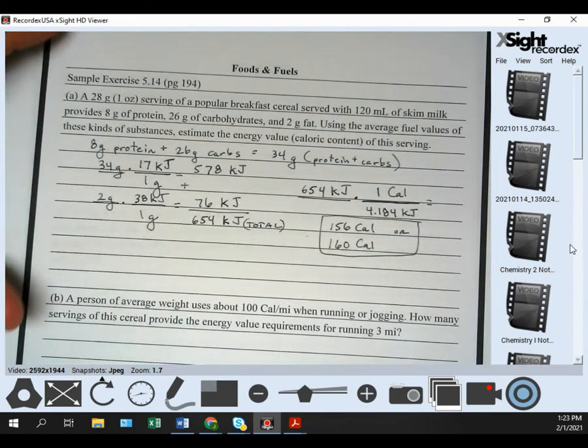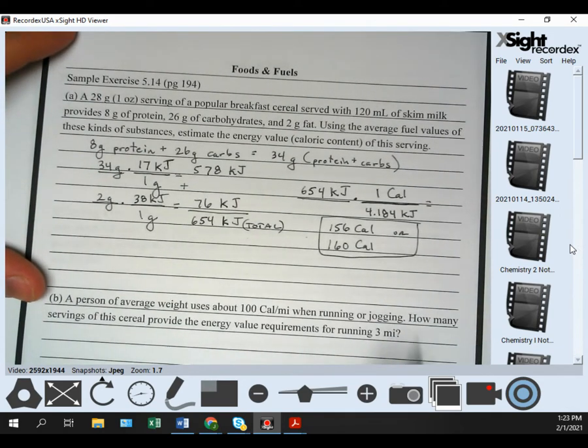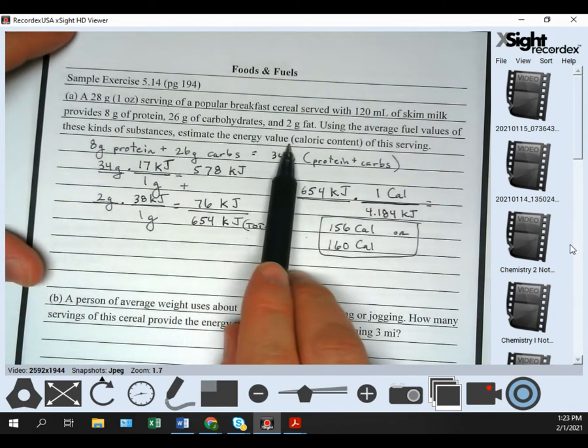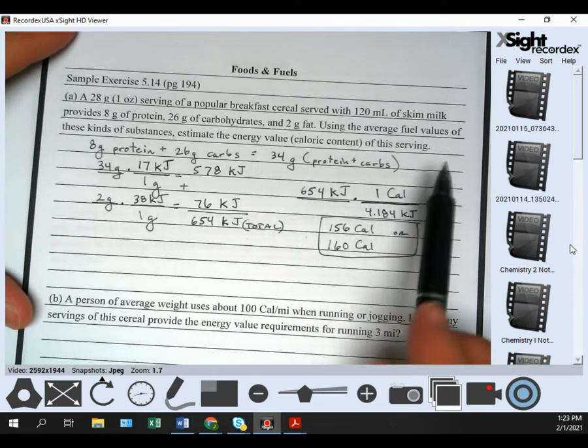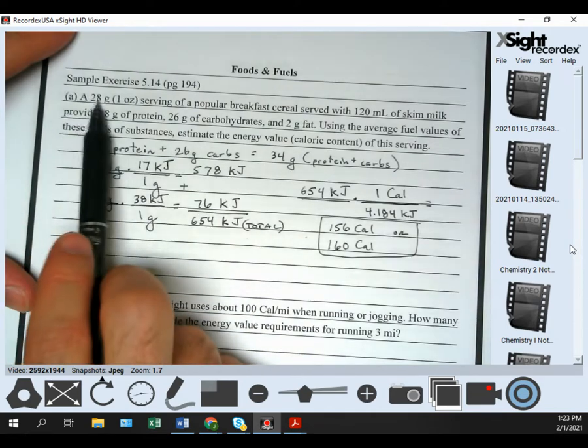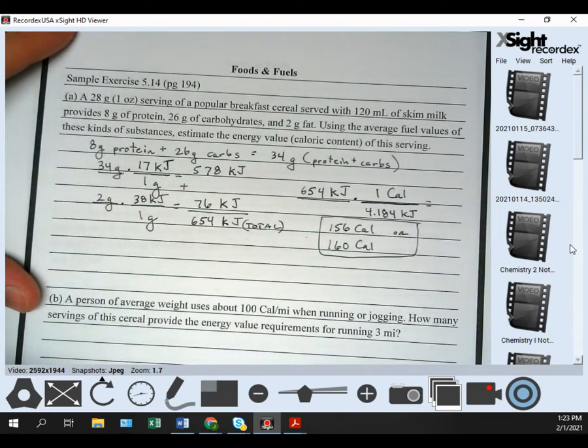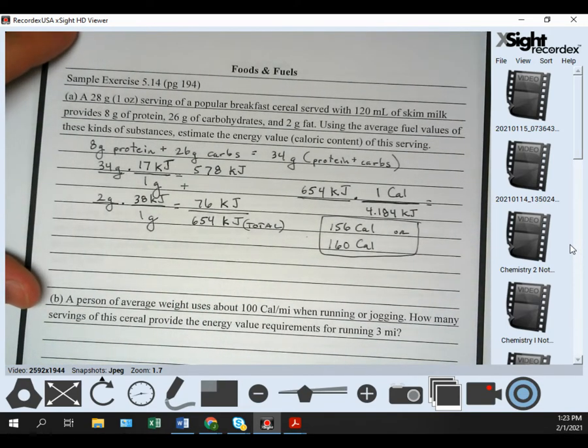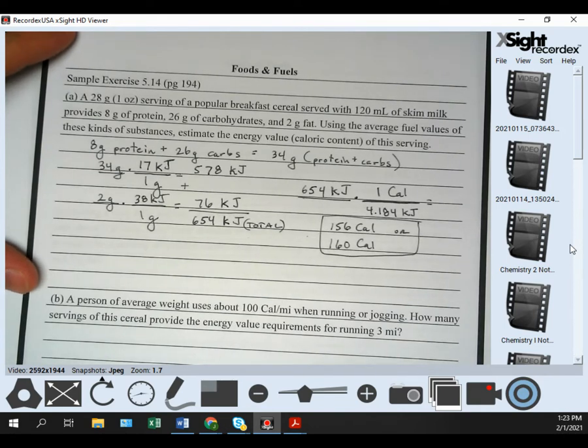So something like that. And that's okay, because it says energy value, which is usually per gram, but they said energy value of this serving. So they want it per serving, which is what they gave us the numbers for already. Does that make sense? So if they wanted it per gram, what would you do?